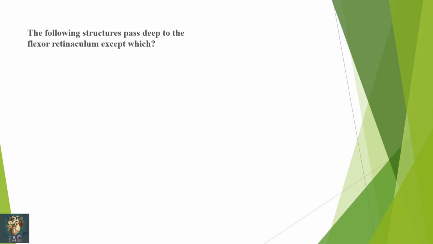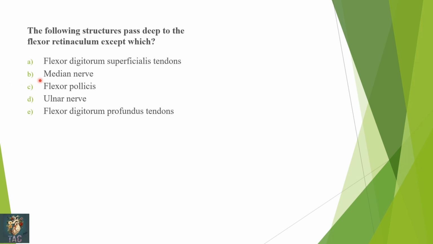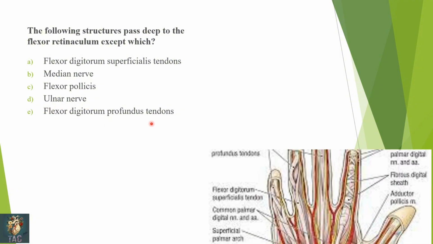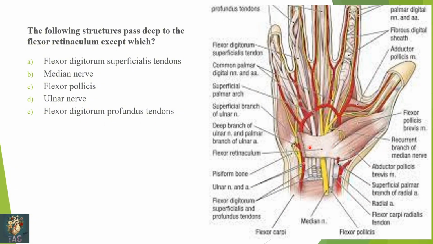Next MCQ is which of the following structures passes deep to the flexor retinaculum except which? That is the flexor digitorum superficialis tendon, the median nerve, the flexor pollicis longus, the ulnar nerve and the flexor digitorum profundus. So look at this diagram. This is the flexor retinaculum. Here you can see the flexor digitorum superficialis and the tendons of the flexor digitorum profundus.